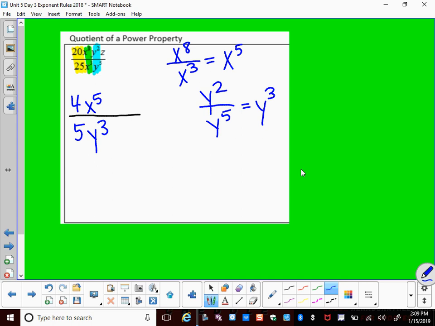This z is by itself. Where does it go? It just stays on top. It's not bothering anybody. This is my answer. Okay, does that one make sense?